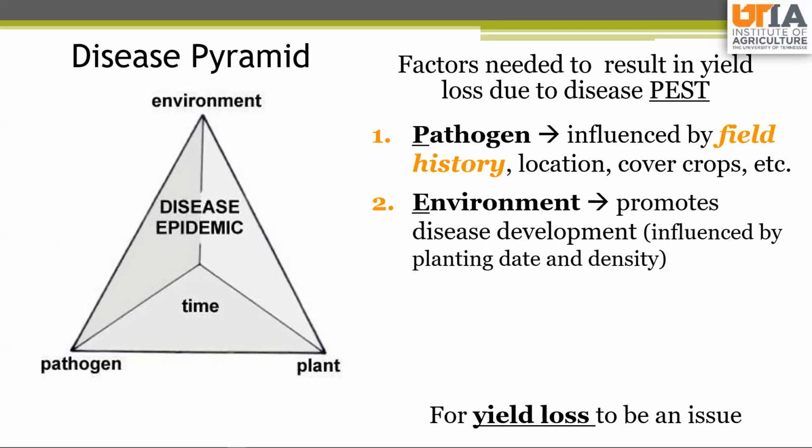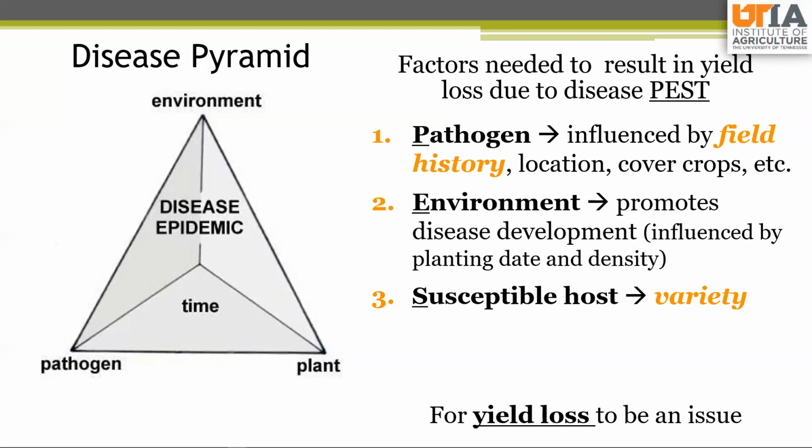Next, an E for environment. The environment that promotes disease development usually also promotes really high yield. So here in Tennessee, we usually do have really good conditions, not only to grow soybean, but also to have a lot of disease development. While we can't control the environment, we can influence planting date and the density of our planting, which can help influence this environment. S is for susceptible host, so your variety selection.